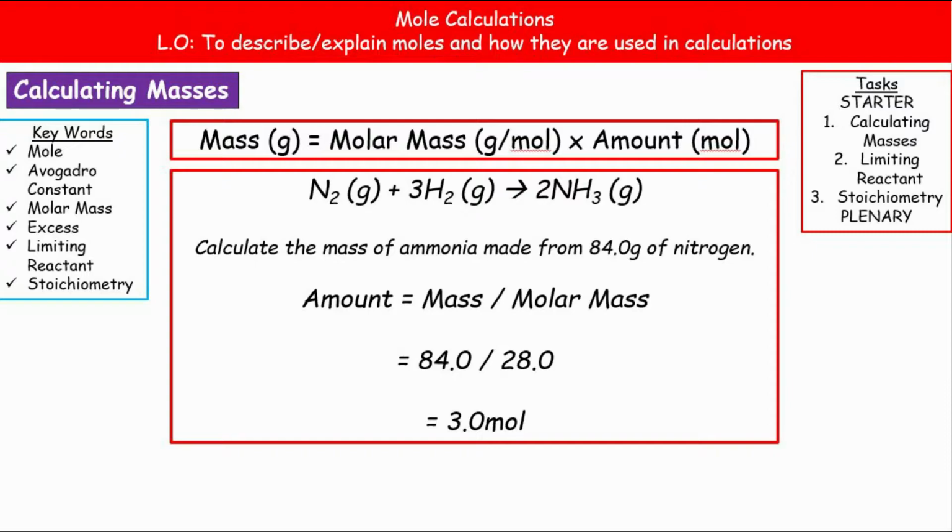So from the question we've got 84 grams of nitrogen, so the mass, we write 84, and then we divide that by the molar mass of nitrogen, which was 28. Put that into your calculator and we get the answer 3 moles. So we have 3 moles of nitrogen.